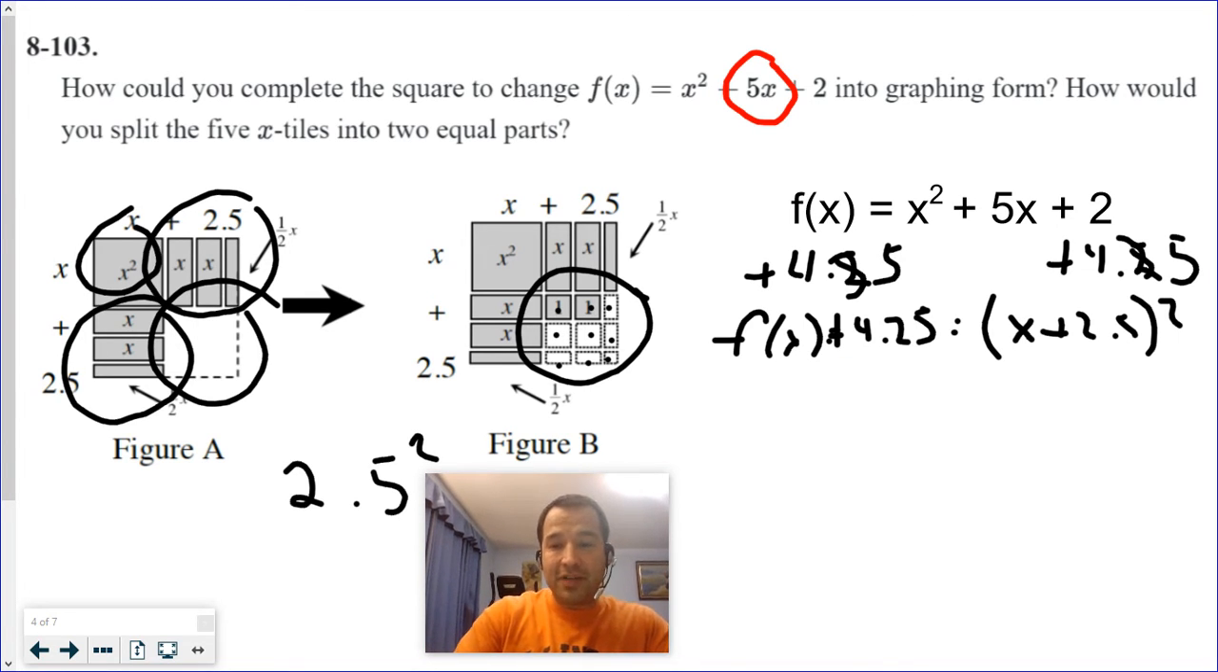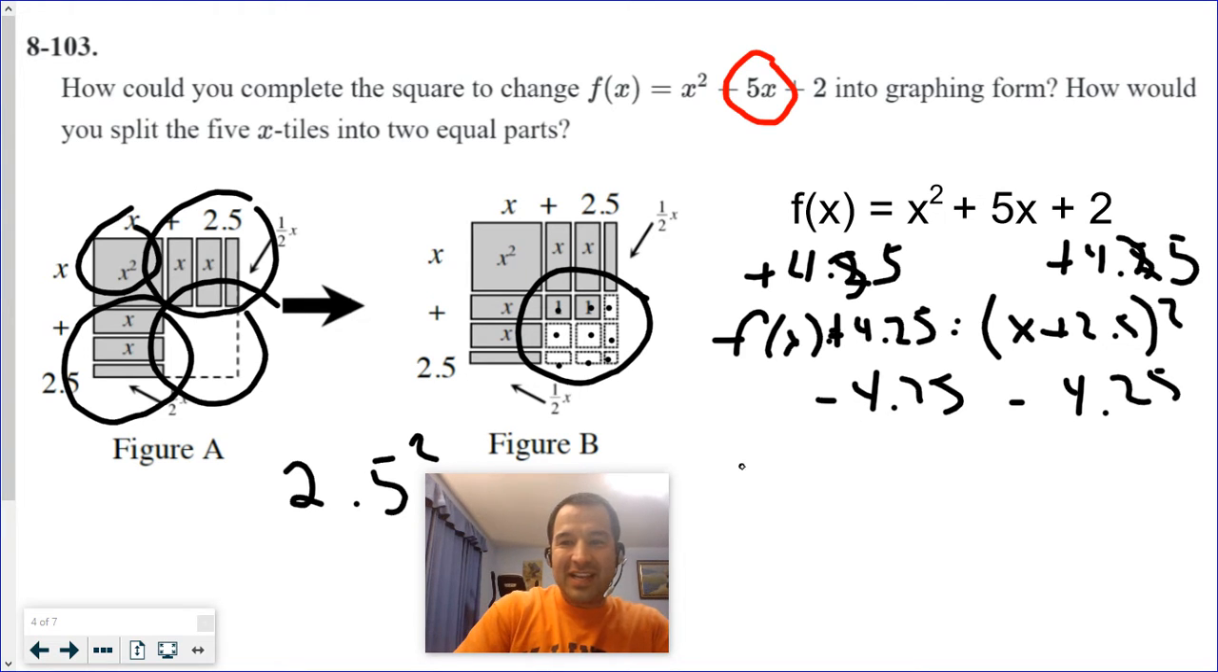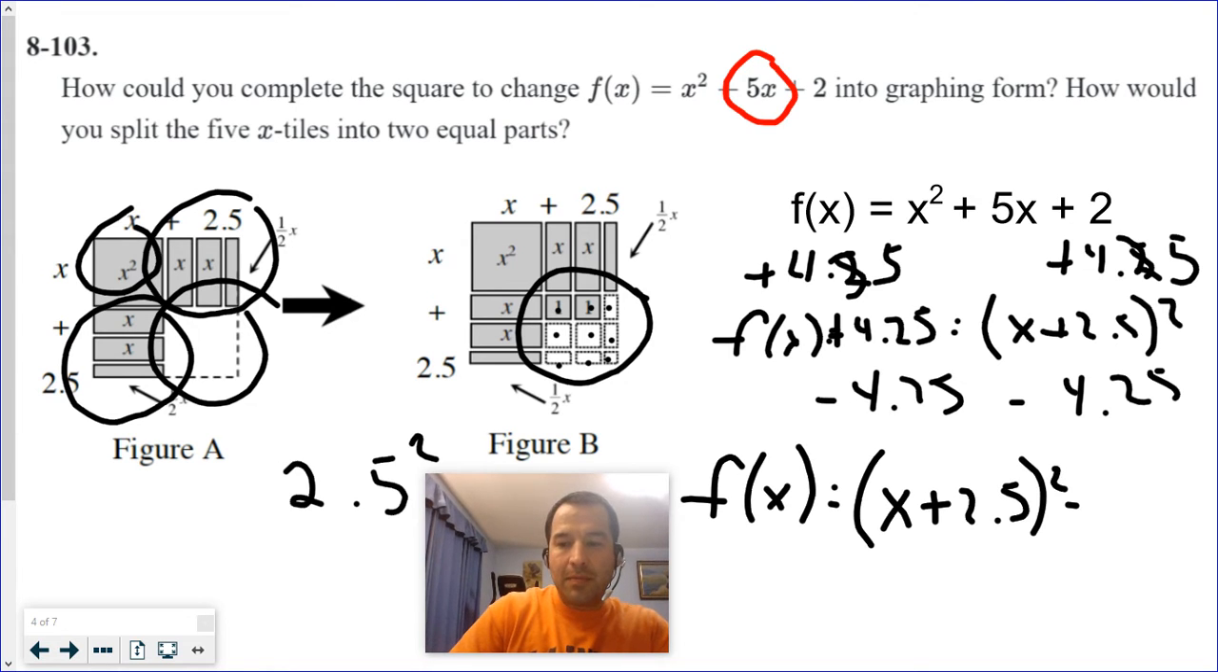So that means I've now got f of x plus 4 and 25 hundredths equals my square here, which is x plus 2 and 5/10 squared. Then, to finish off, I subtract 4 and 25 hundredths from both sides. And I'm done. I get f of x equals the quantity of x plus 2 and 5/10 squared minus 4 and 25 hundredths.